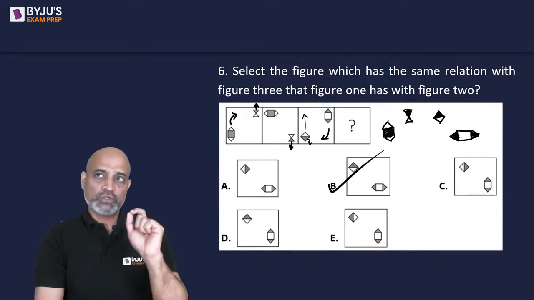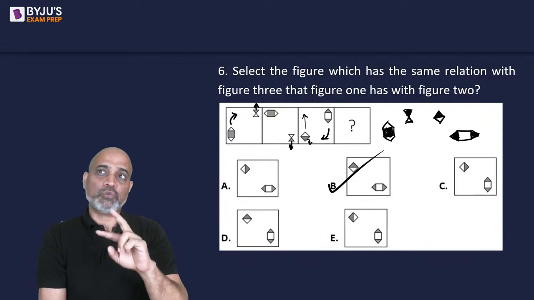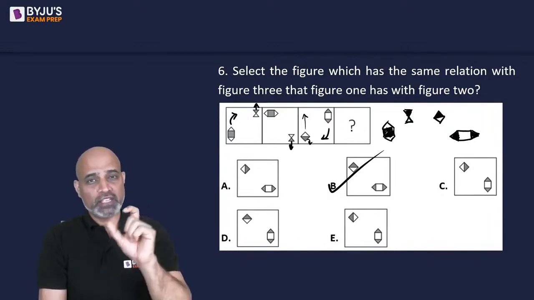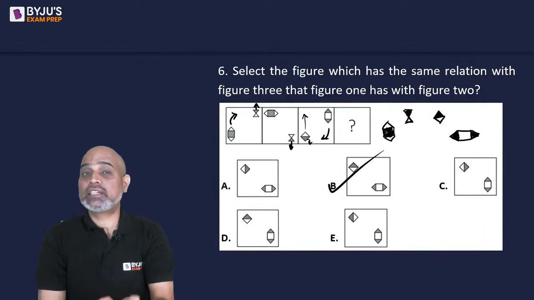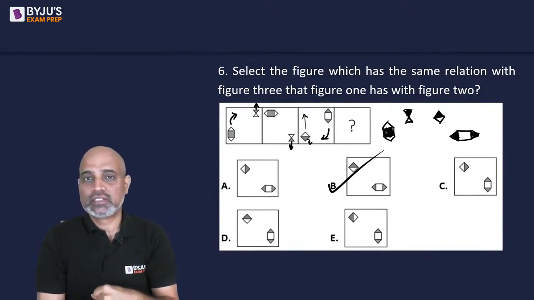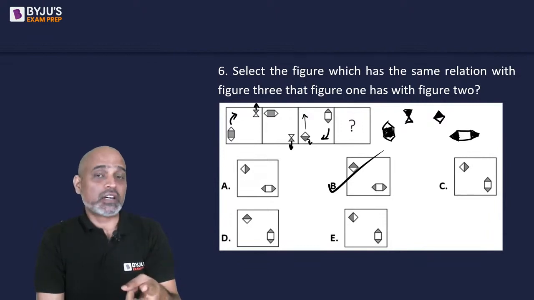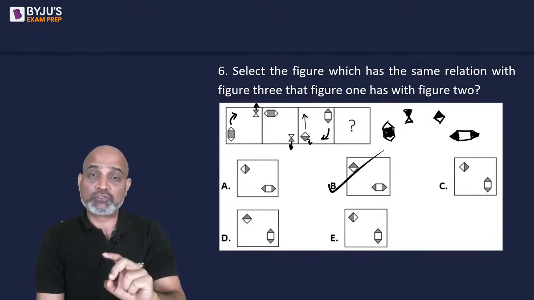Reason being, if I use the movement irrespective of whether the figures are symmetrical or not, I will get two options. C can be our answer, E also can be our answer. So two options are coming. So we can't use that logic. So we have to come up with some other logic.